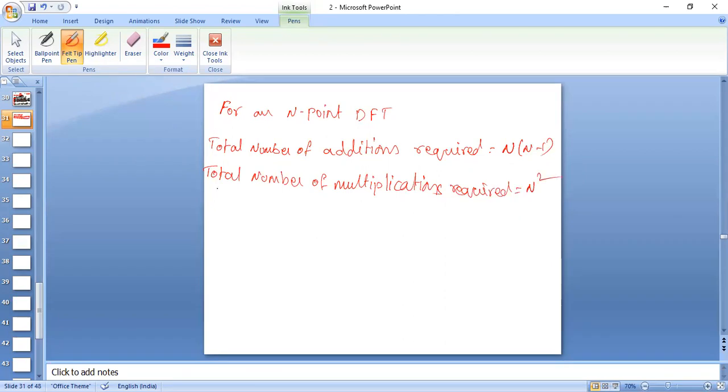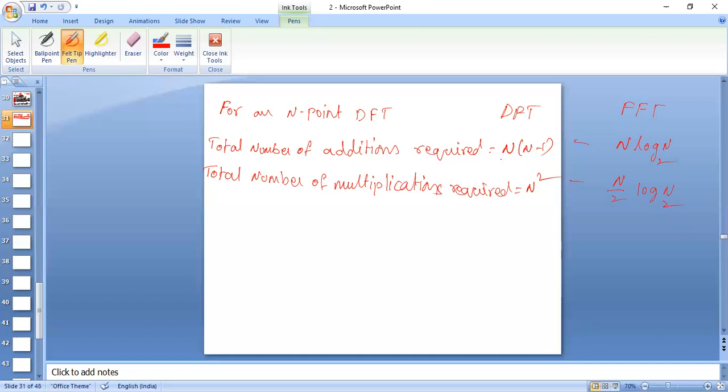By using this FFT algorithm, this number is drastically reduced. These are the computational complexities for N-point DFT. If you want to do the same for FFT, then the total number of complex additions required will be N log N to the base 2, and the total number of complex multiplications required is equal to N by 2 log N to the base 2. N log N to the base 2 and N by 2 log N to the base 2.